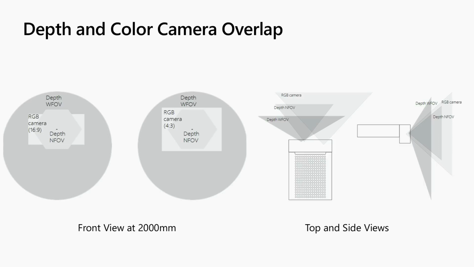And then we have similar pictures from the tops and sides. If you are using a K4W application and coming to Azure Kinect, the most similar resolution for RGB would be 1080p, and the most similar depth mode would be our narrow field of view unbinned.